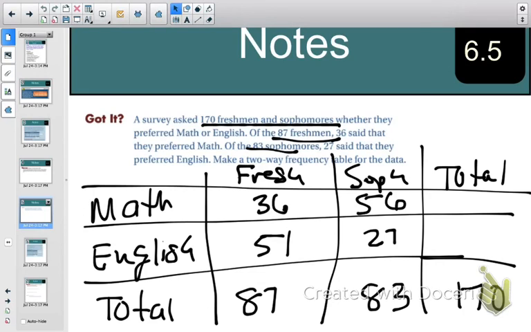Okay, and then your totals, again, you just add up the column or the row totals. So 36 plus 56 is 92. 27 plus 51 is 78. And if we added those, we should get 170, which we did. Yippee, we've completed the table.